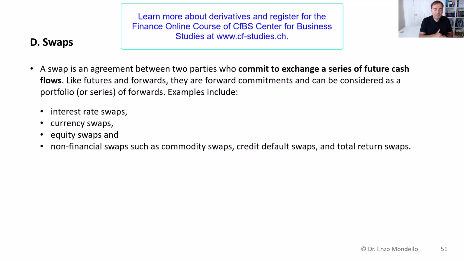A further example of a swap is an equity swap. With an equity swap, the return on an equity position, which can be an equity index, can be exchanged against the return of another equity position or against the swap rate or the floating rate. Non-financial swaps include commodity swaps, credit default swaps, and total return swaps.